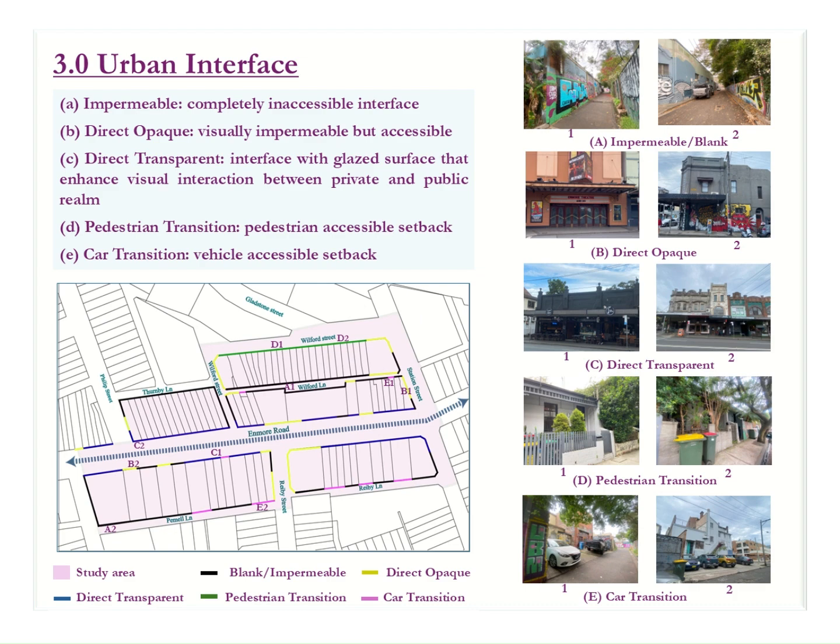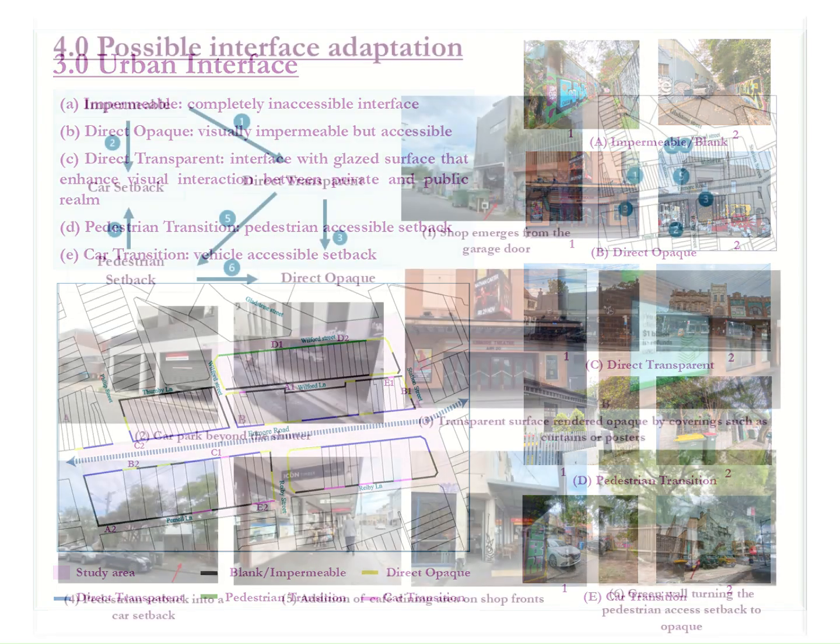In this slide, the public-private interface within the study area is categorized into 5 different types based on accessibility and visibility. The map at the bottom highlights the dominance of direct transparent interface along Enmore Road, indicating active frontages and a vibrant atmosphere. In contrast, the back lanes are mostly impermeable, suggesting a less user-friendly character. Additionally, the pedestrian transition interface along Wilford Street reflects the building frontages.